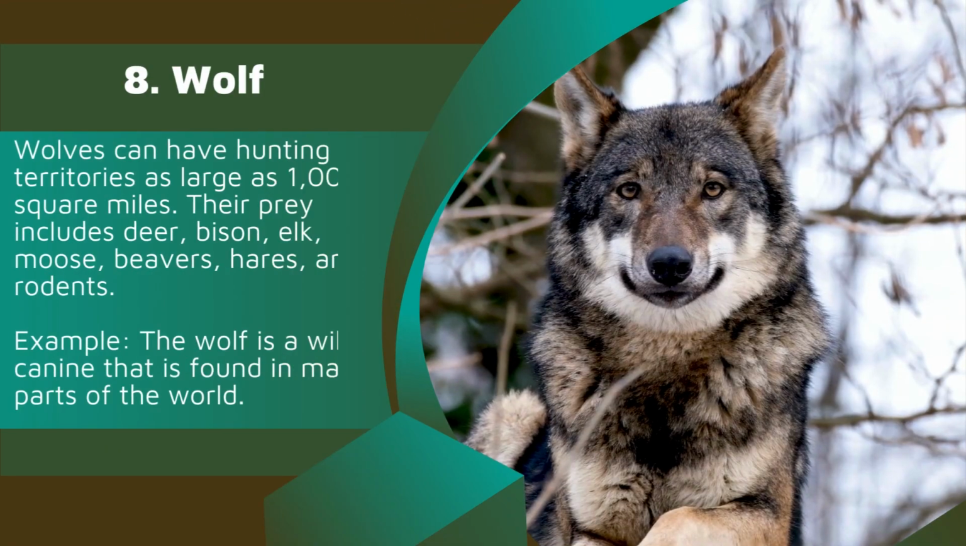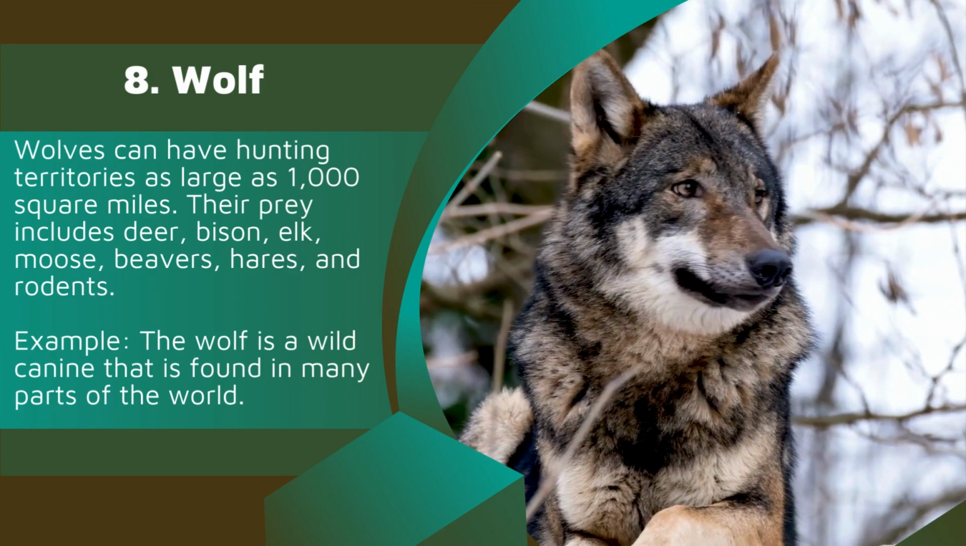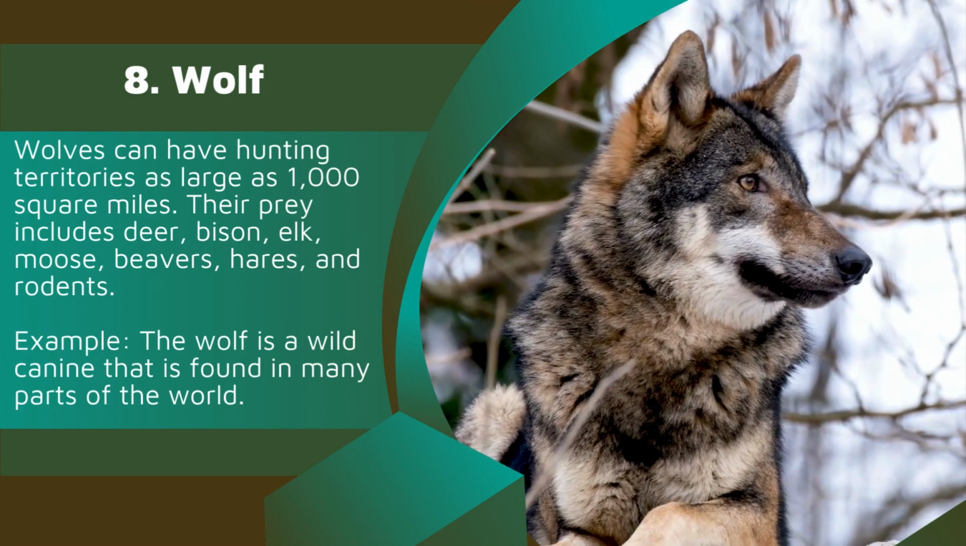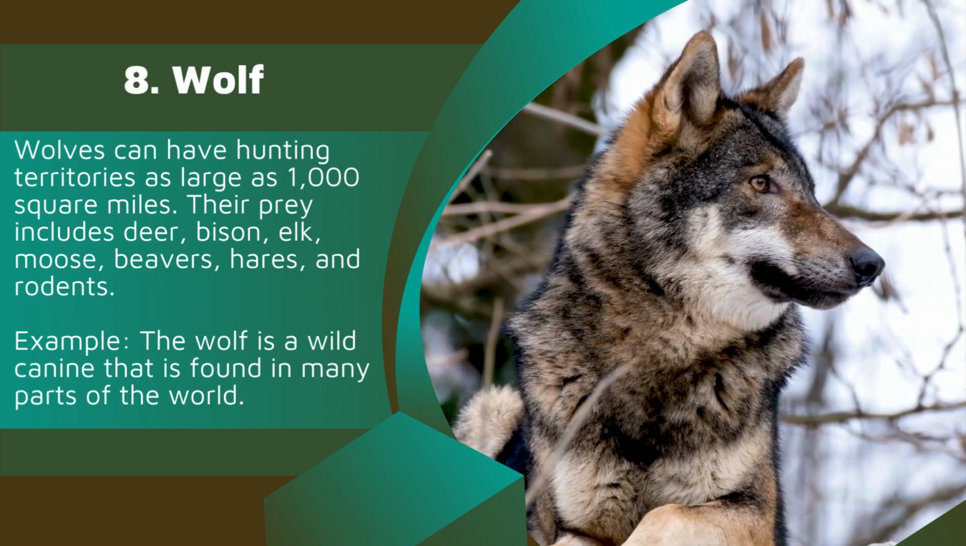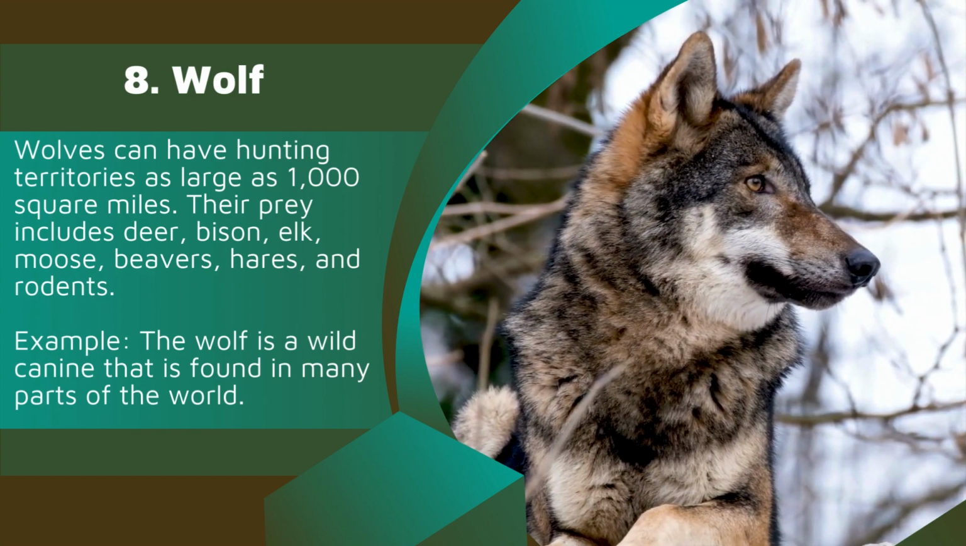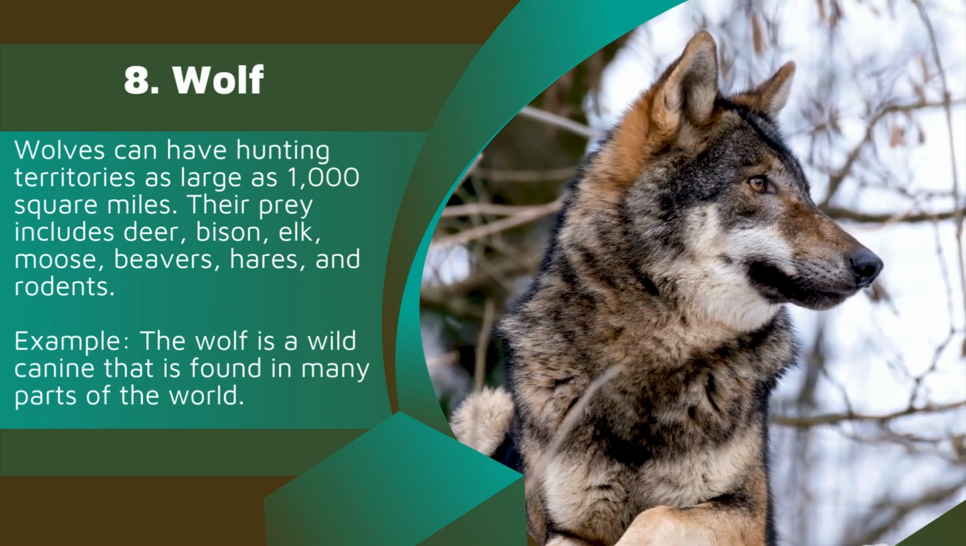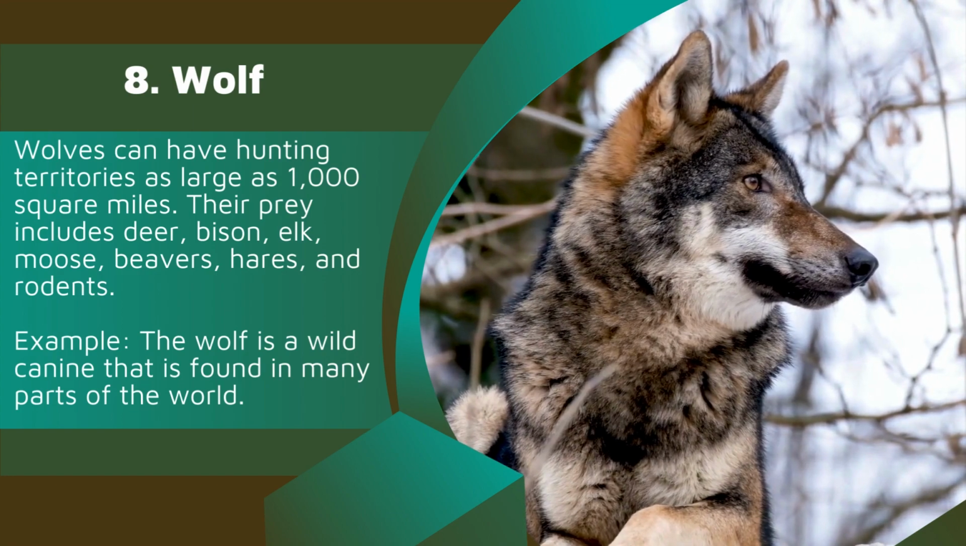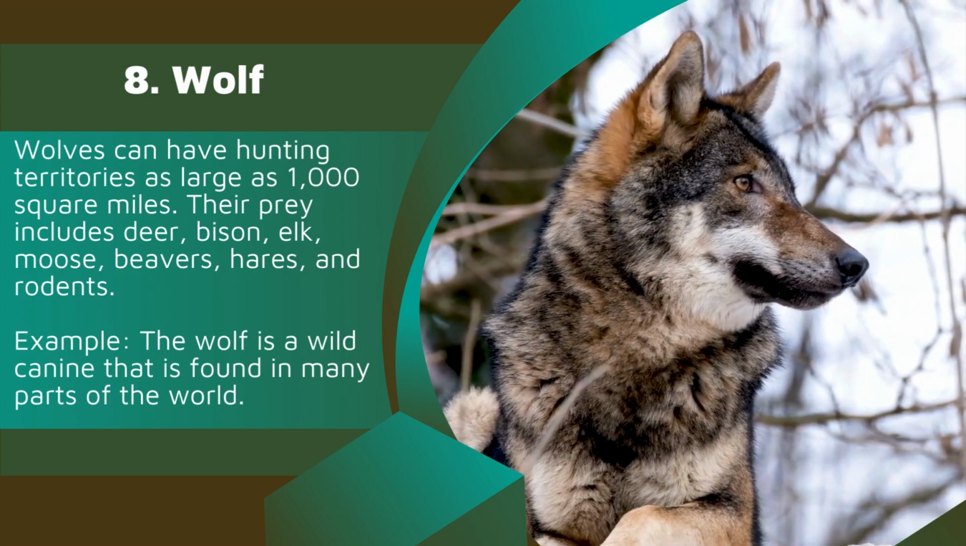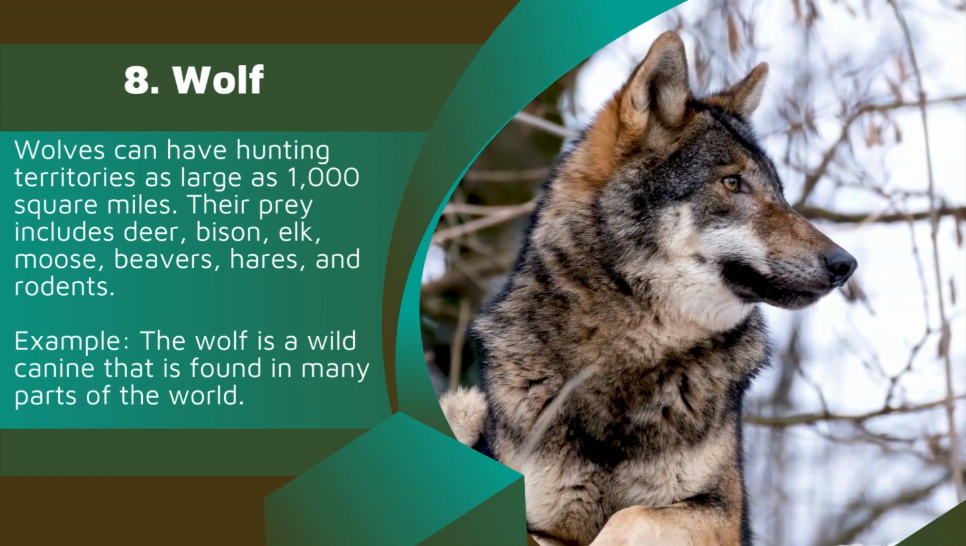8. Wolf. Wolves can have hunting territories as large as 1,000 square miles. Their prey includes deer, bison, elk, moose, beavers, hares, and rodents. Example, the wolf is a wild canine that is found in many parts of the world.